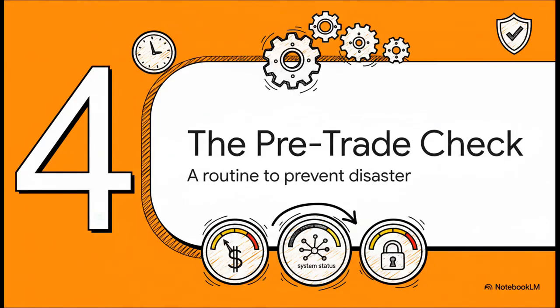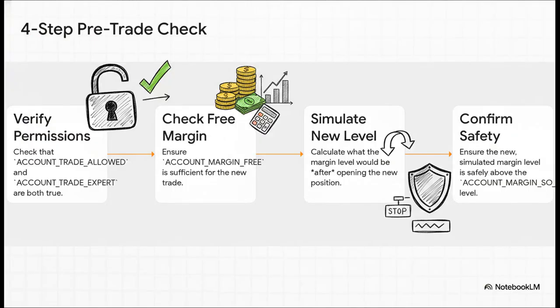Okay, we've got all the instruments now. We can read our financial health, we can check our system status, so the last piece of the puzzle is putting it all together into a routine. A disciplined, repeatable pre-trade safety check that runs every single time before placing a trade. And this is a fantastic 4-step model to follow. So step 1, verify your permissions. Are Account Trade Allowed and Account Trade Expert both true? Easy enough. Step 2, check your free margin. Do you actually have enough account margin free for the trade you're about to make?